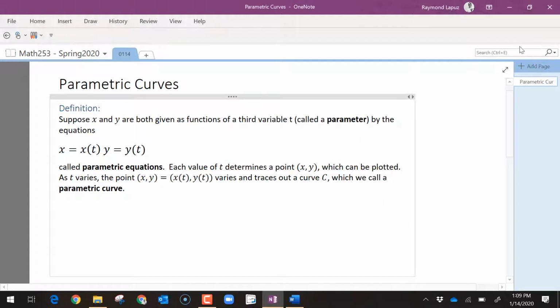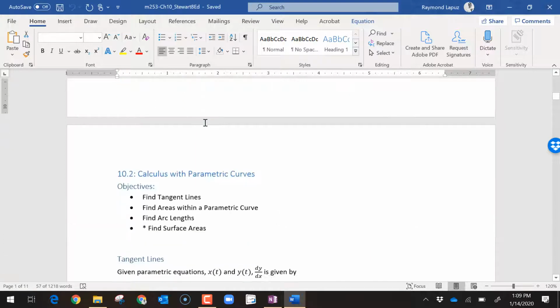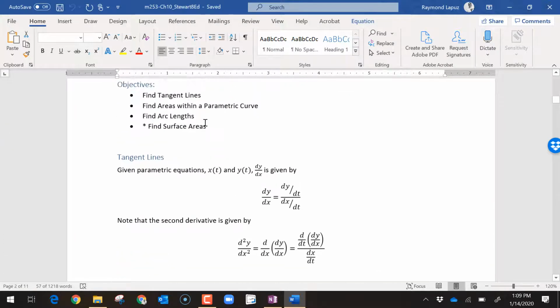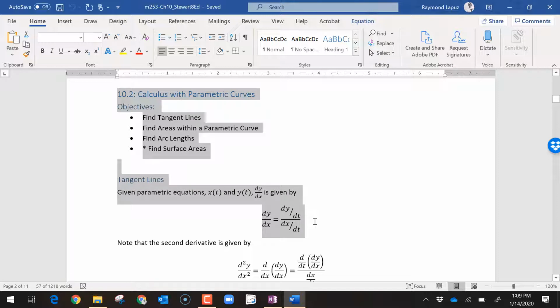All right, parametric curves. This is what we did last time. This is like the pre-calculus version of studying parametric curves. We learn about it, we graph it, we write the equations. And now we're going to do some calculus on the parametric curves. So let's take a look at some tangent lines.